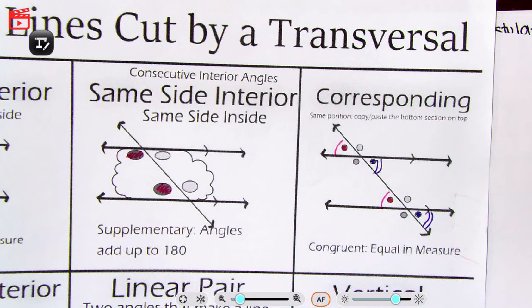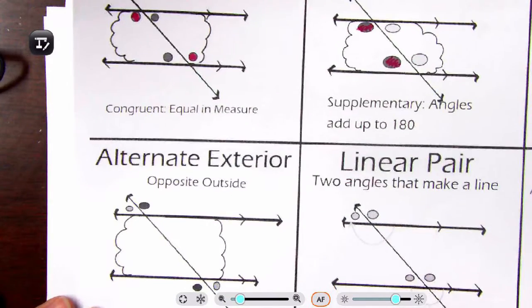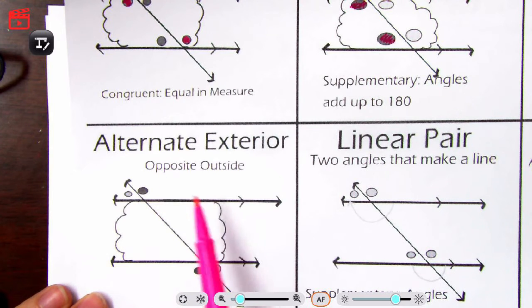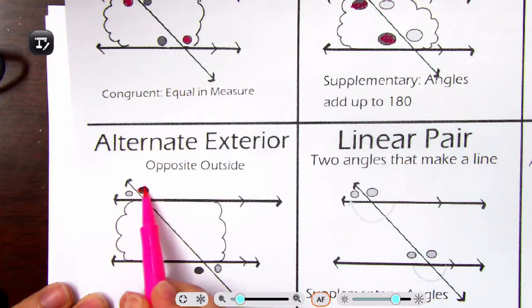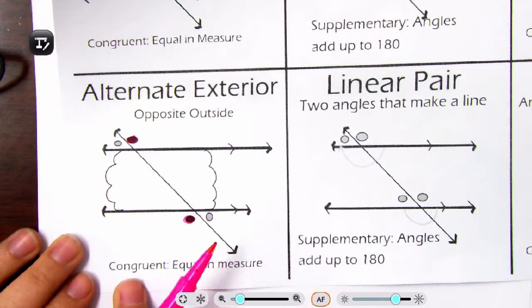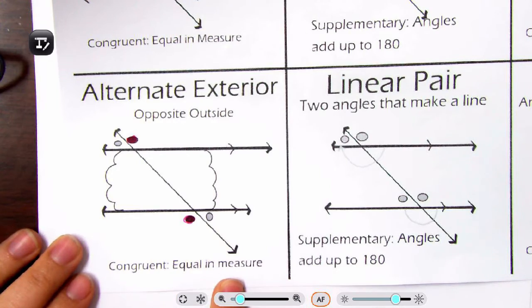Okay. Now, the next one is the alternate exterior angle. Alternate exterior means they're on the opposite sides of the transversal and on the outside of the parallel lines. So what does that mean? That means they are congruent. And what does that mean? That means they are equal in measure.